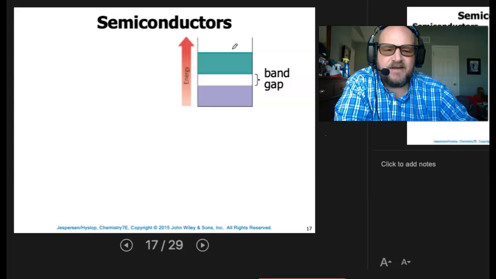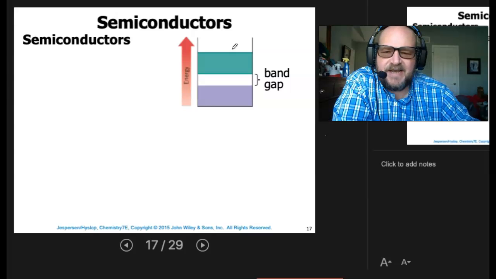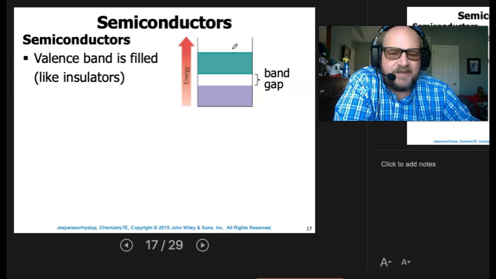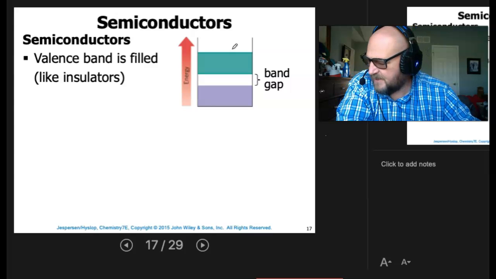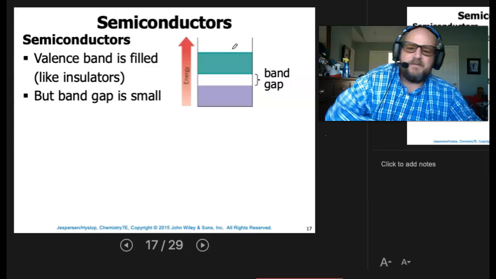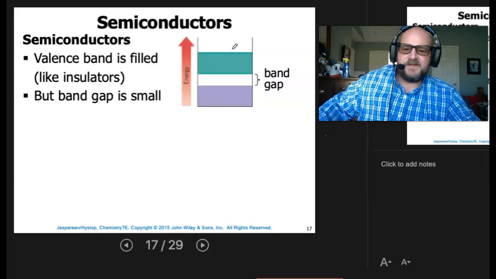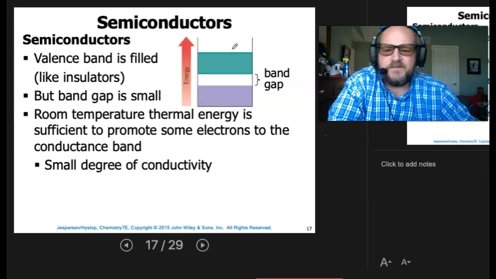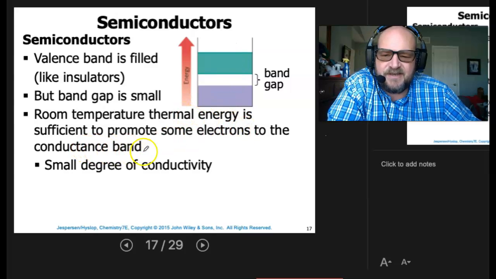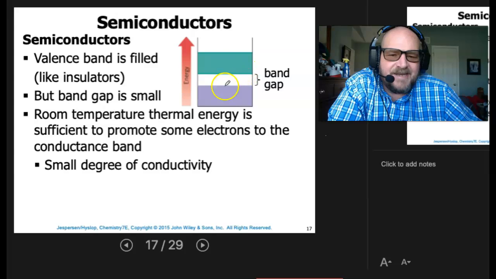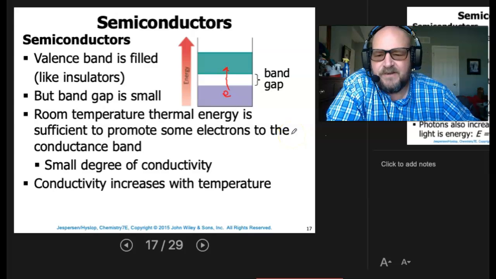Now for semiconductors, we still have a band gap, but that band gap isn't going to be as large. The valence band is going to be filled, just like our insulators. But the band gap itself is going to be small. The room temperature thermal energy is sufficient to promote some electrons to the conductance band. So that's not going to take a lot to get our electron across this band gap. So this is going to be easily done.